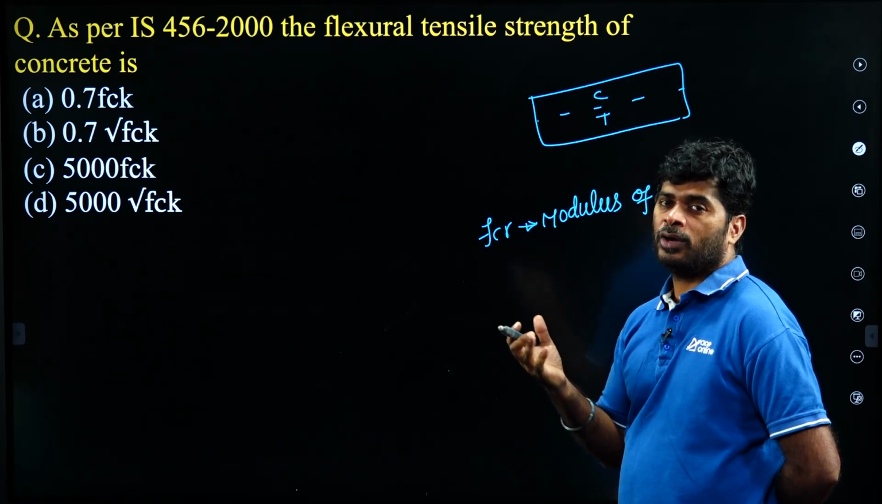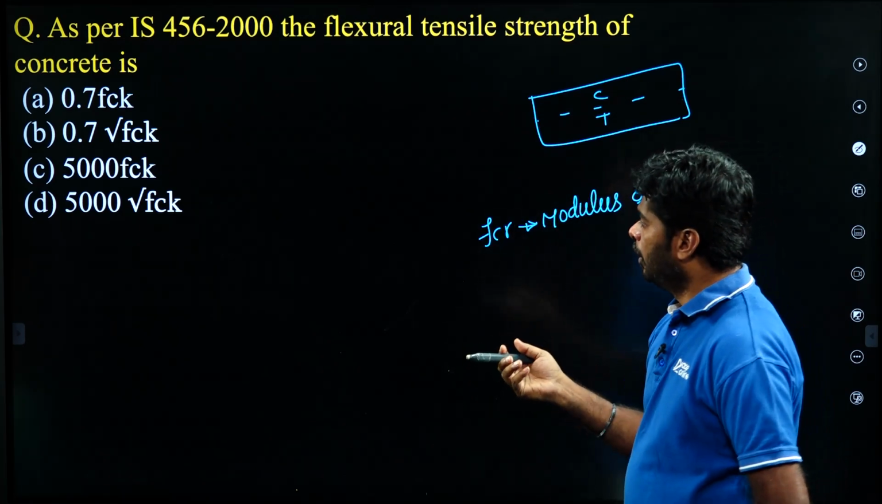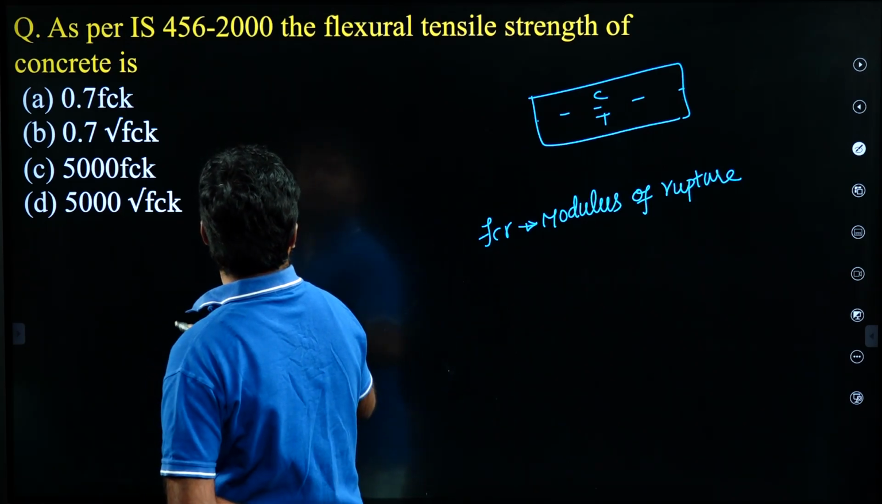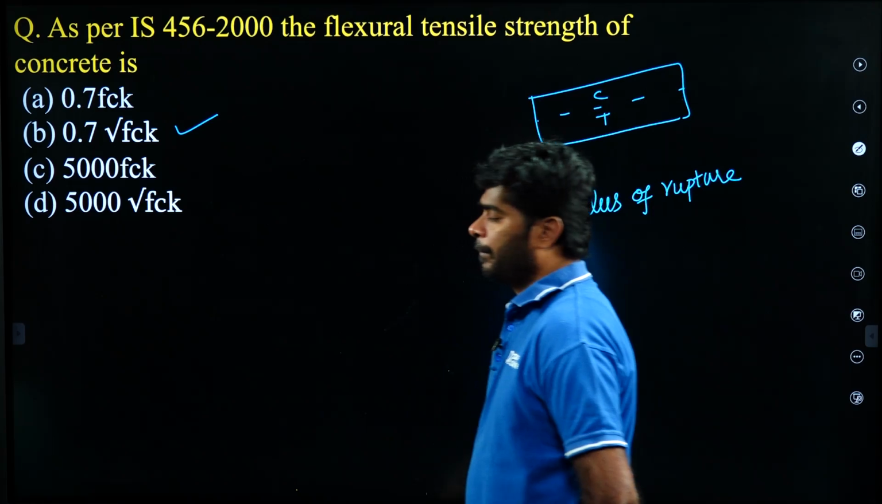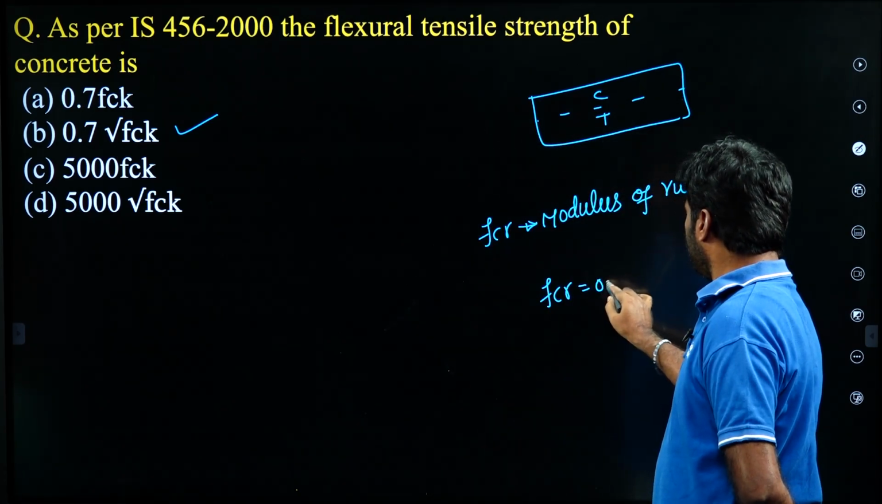Under bending, what will be the tensile strength of concrete? That is flexural tensile strength. My dear, option 0.7 root FCK. FCR equal to 0.7 root FCK.